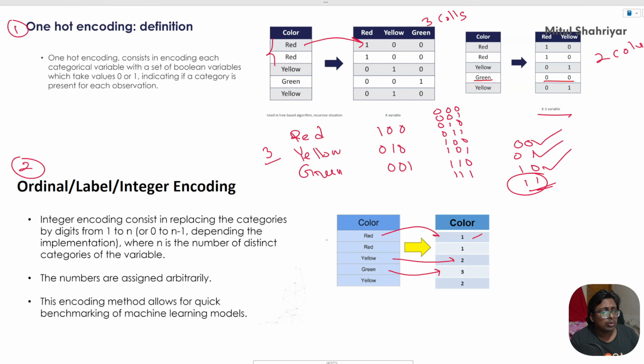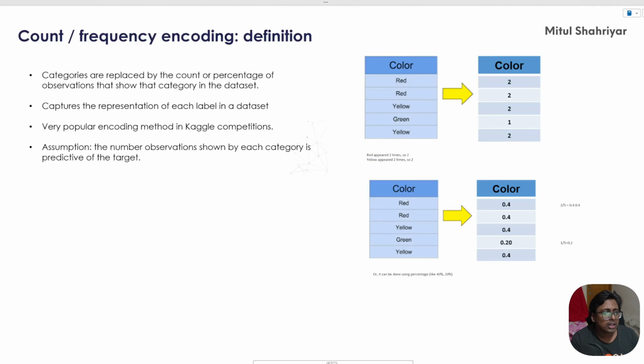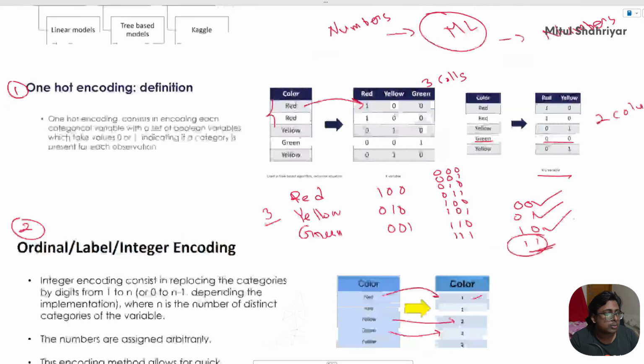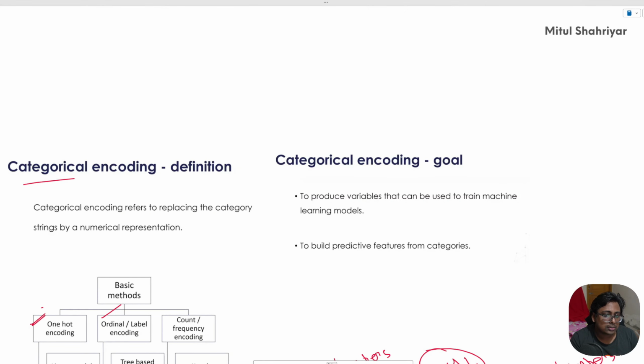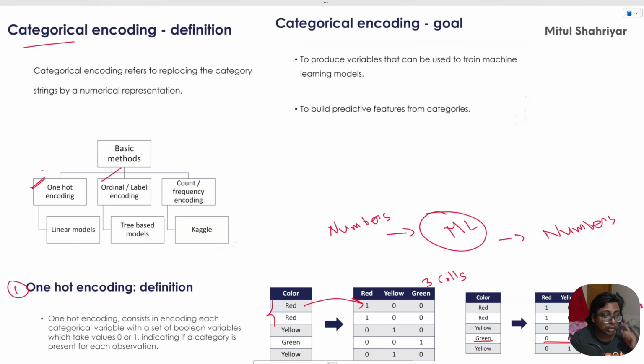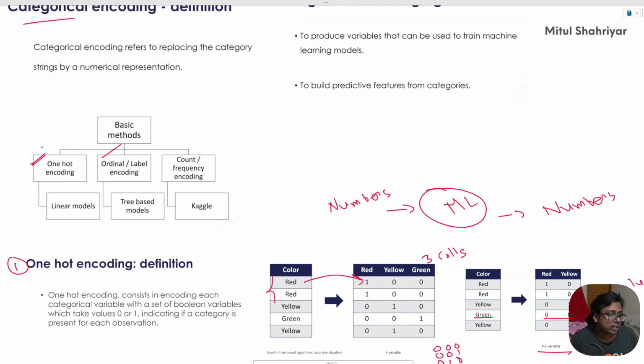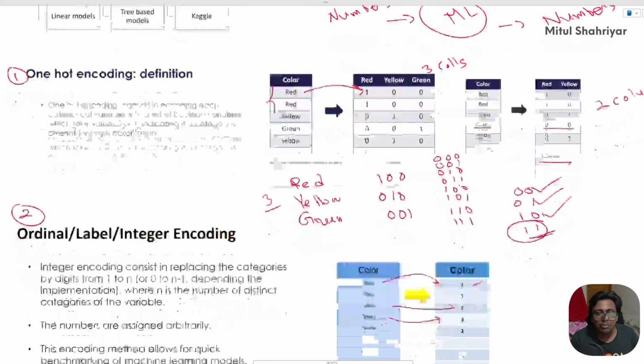Now you may ask, why and when do we use these kinds of things? All of these things actually depend on the context. And we have just learned a moment back when we mostly use those things, right? You can see for the linear models, we use one-hot encoding. For ordinal or level encoding, we use that when using tree-based models. And in Kaggle, mostly the count one.